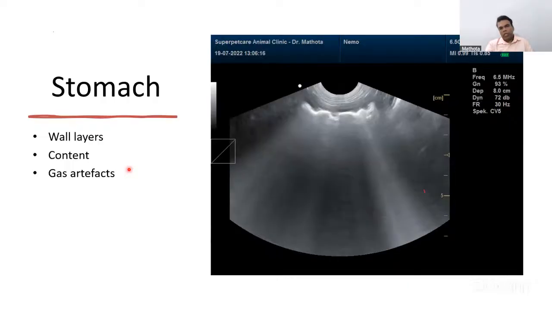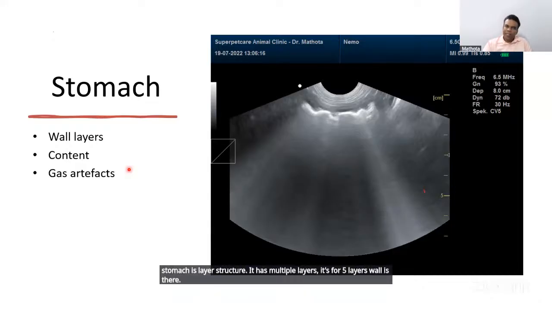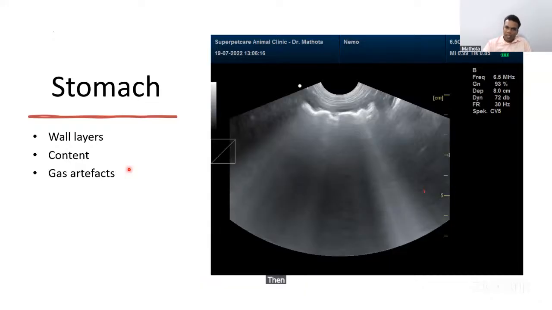Then we come to stomach. Stomach is a layered structure. It has multiple layers. It's called a 5-layered wall. Then you can see the content, but if there's gas, you can't see anything inside.